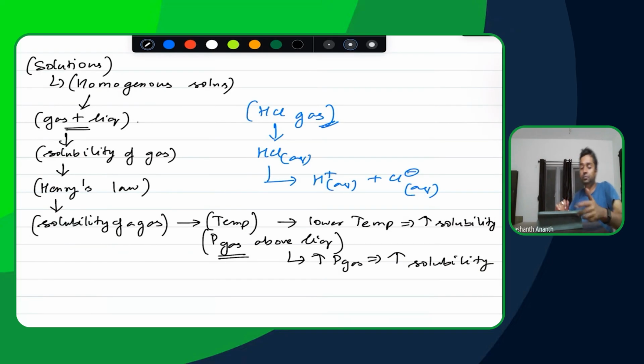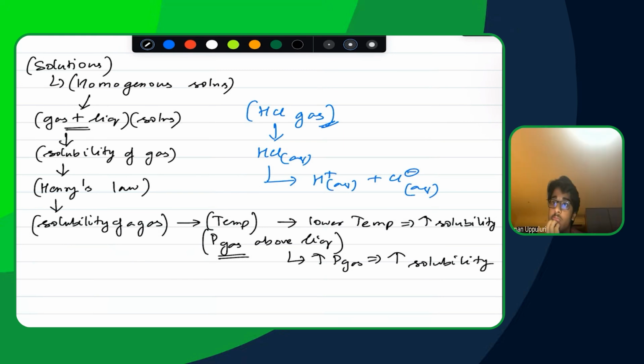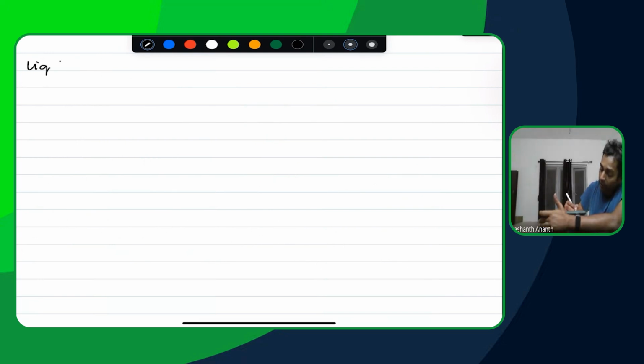Next up is gas liquid solutions. So you're looking at gas liquid solutions first. Next up, we'll start looking at liquid solutions and solid liquid solutions. So first up, we will now consider liquid solutions and solid liquid solutions.